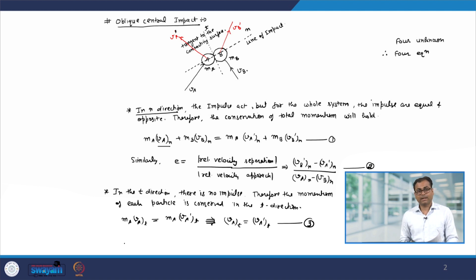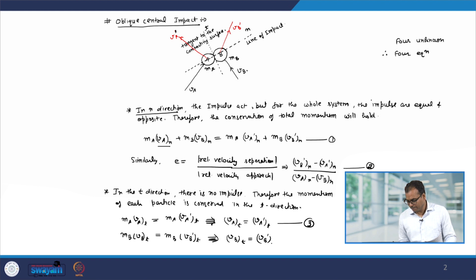Similarly, for particle B also the momentum will be conserved in the t direction. So, we have m B V B in the t direction, the initial momentum, equal to the final momentum in the t direction. So, m B will get cancelled. We have V B t equal to V B prime t. Let us call it equation number 4.